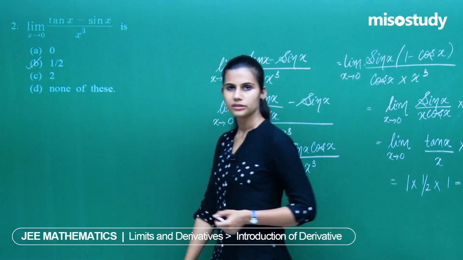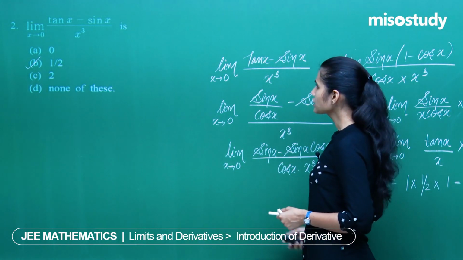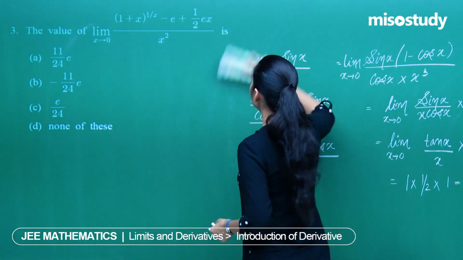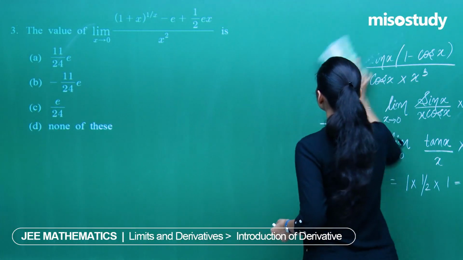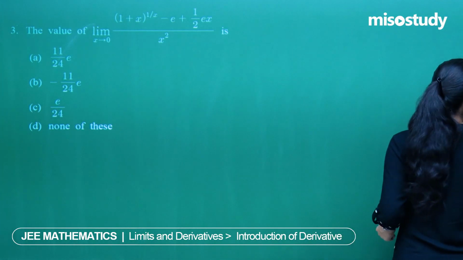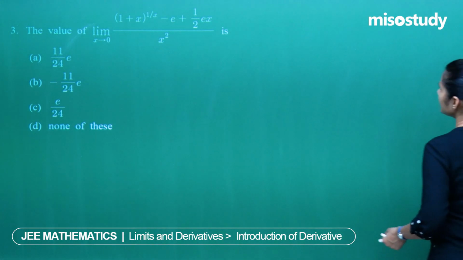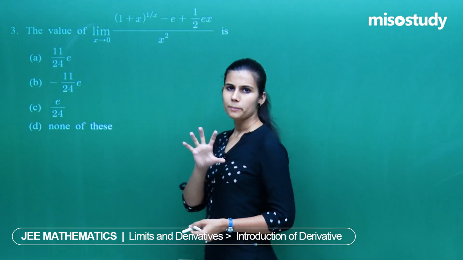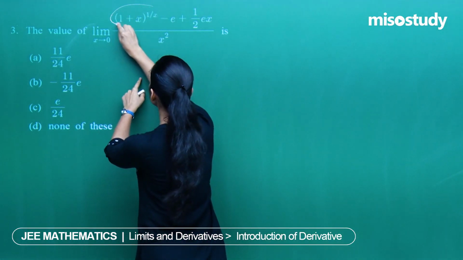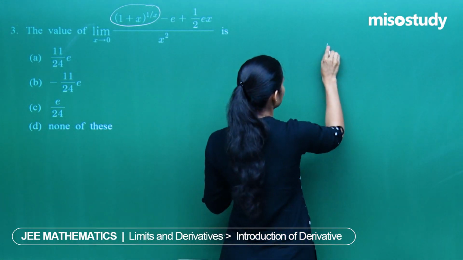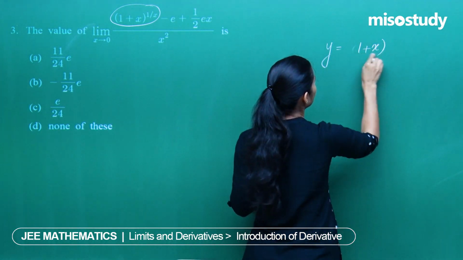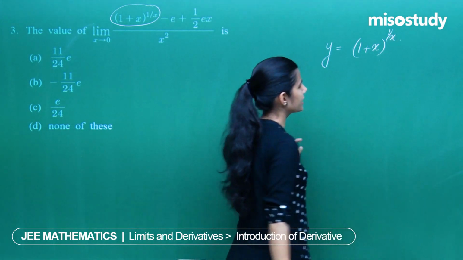Clear? Moving on to the next question, we have what is the value of this particular limit? Now here if you carefully observe, the main expression which is playing the role is 1 plus x whole to the power 1 by x. So let's catch hold of that term and then try to resolve the entire expression on the basis of 1 plus x whole to the power 1 by x. Now here if I catch hold of this complete term, I am saying let y be equal to 1 plus x whole to the power 1 by x.